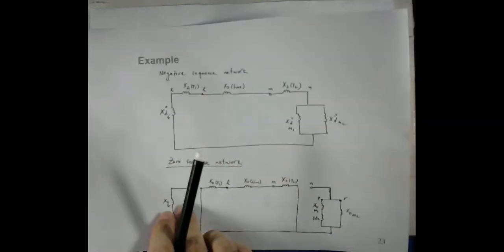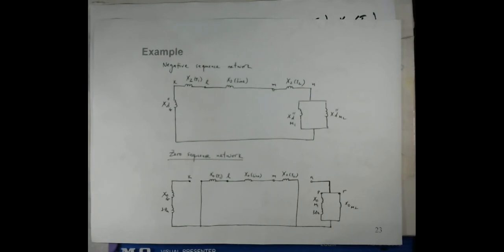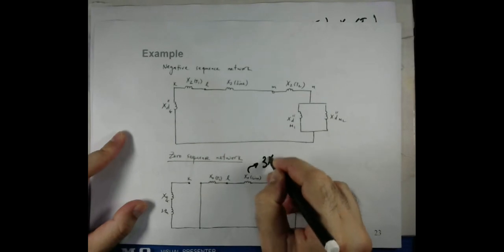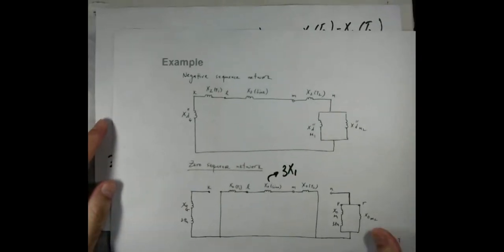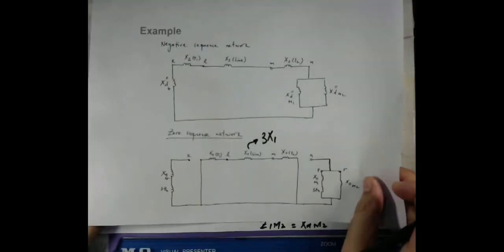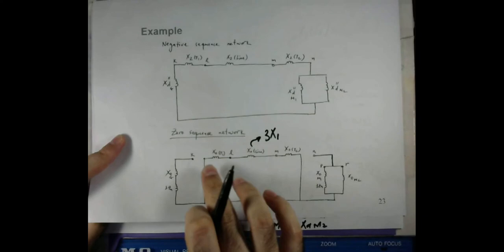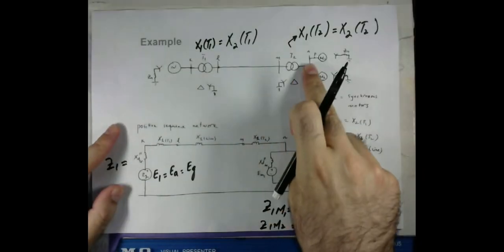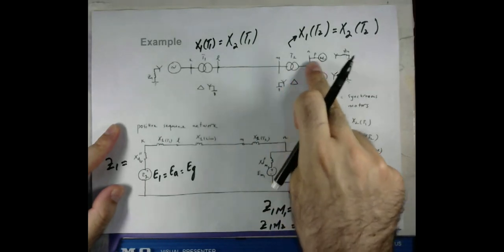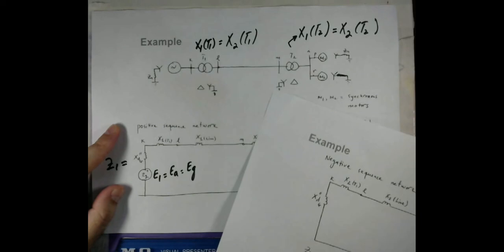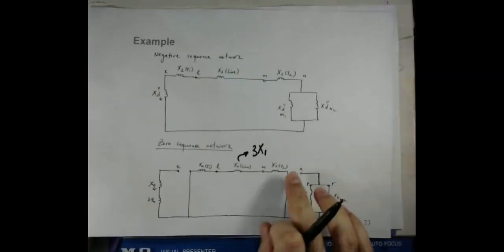Similarly, X0 of the line is approximately taken as 3X1. So here it is written that X0 will be equal to 3X1 of the line, when we talk about the zero sequence network. And once again, there is no connection between points M and N, because the primary and secondary sides, due to the Y-delta connection, where Y is grounded and delta is on the secondary side, are isolated.